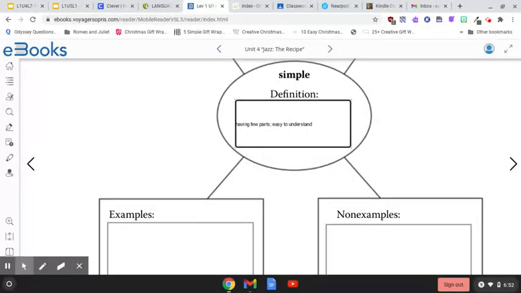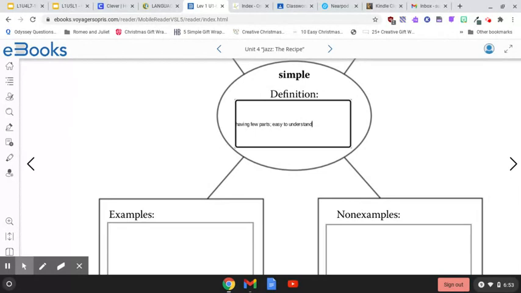Let's fill in the example square with things that are simple or easy and uncomplicated. Think of possible examples for simple. Go ahead and write in the examples box your examples for simple. Let's fill in the antonym square. An antonym means the opposite. What is the opposite of simple? Go ahead and complete the square.